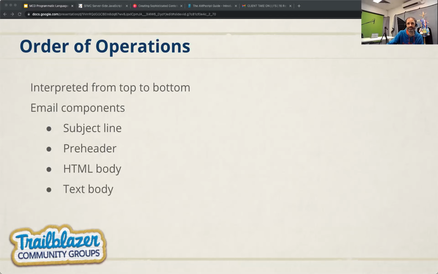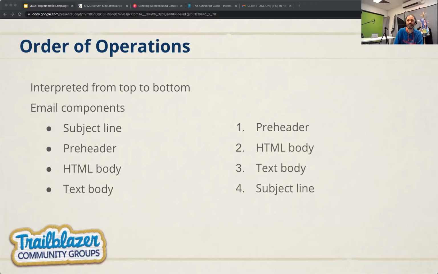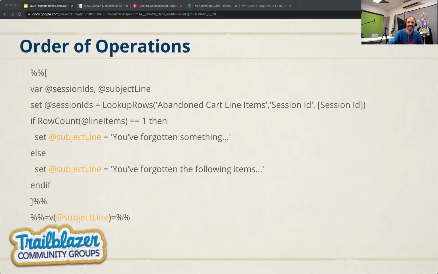Marketing Cloud interprets these components in the following order: the pre-header, the HTML body, the text body, and finally, the subject line. As such, you need to consider this when coding your email. For example, any AMPscript code that's used in your HTML body can't be used to output content in the email pre-header. Let's go and take a look at this.